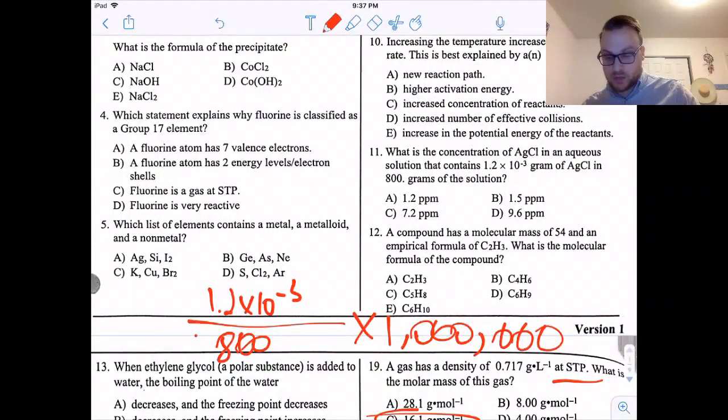All right, what's next? Don't forget the million. Everyone forgets the million. Parts per million. I know you did it in class, but I forgot what you said.